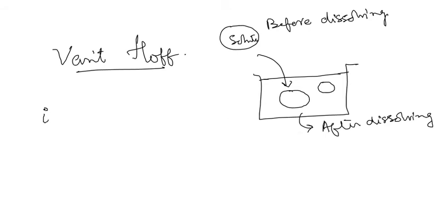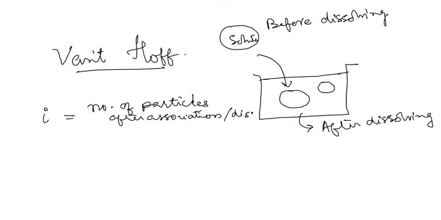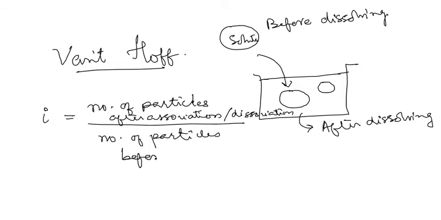So what he was basically doing was comparing the number of particles after association or dissociation, comparing the events, over the number of particles before dissociation or association. So it's a very simple phenomenon.